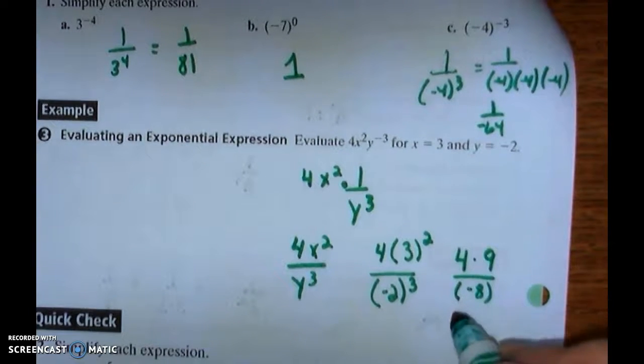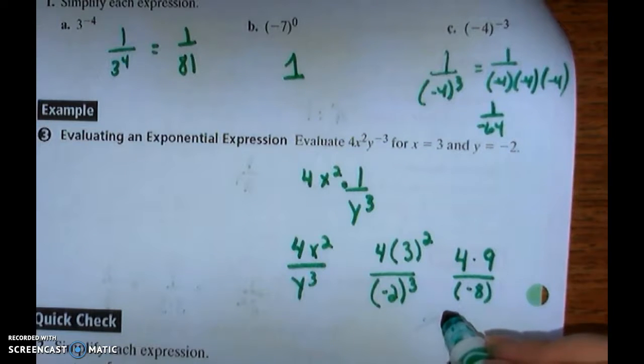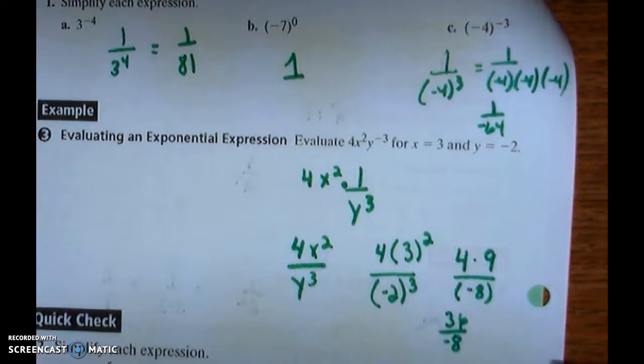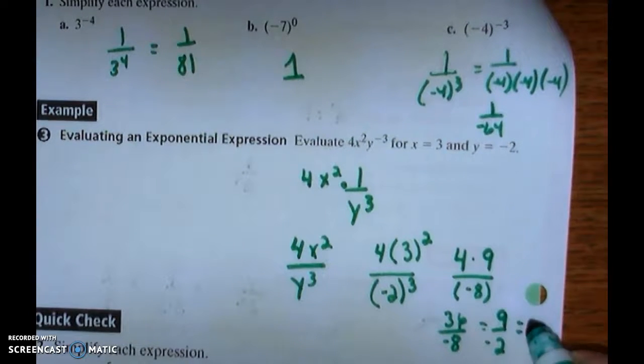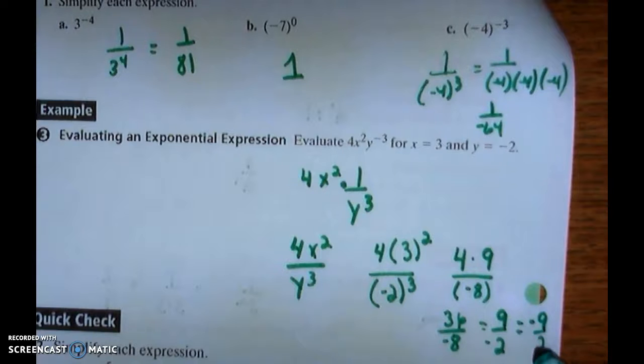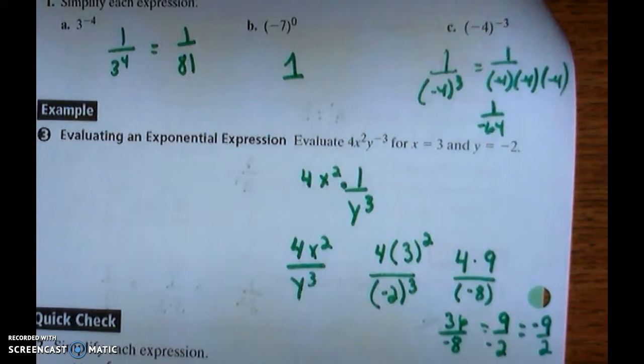Simplify that a little bit more. I get 36 over negative 8. I can reduce that to, if I divide them both by 4, that gives me 9 halves, and that's a negative. And again, I don't like to leave my negative in the denominator, so I'm going to move that up. Okay? Go ahead and try the quick checks.